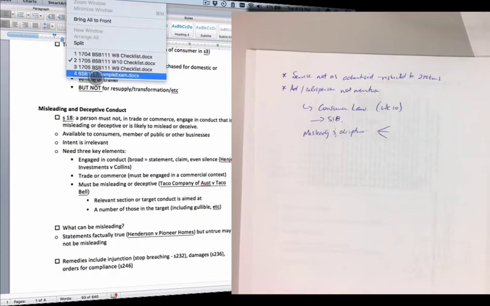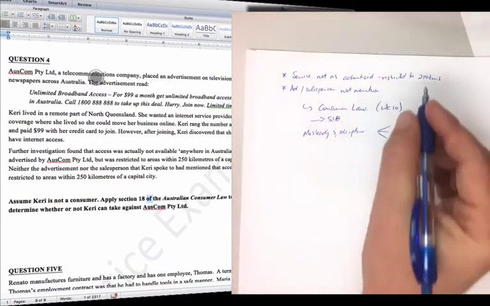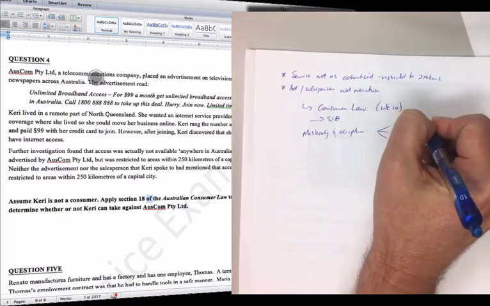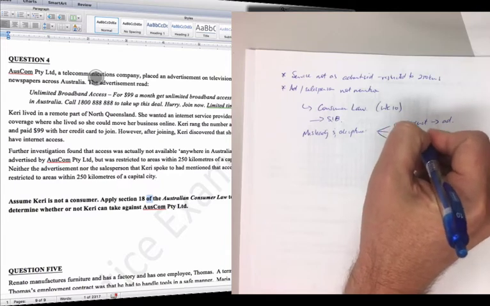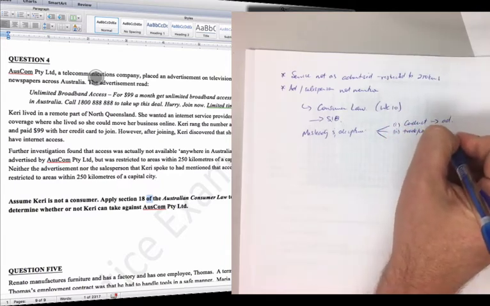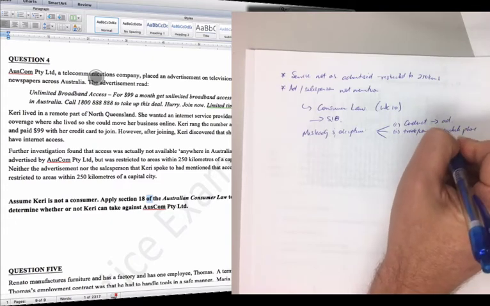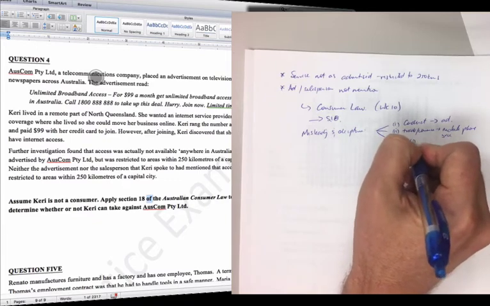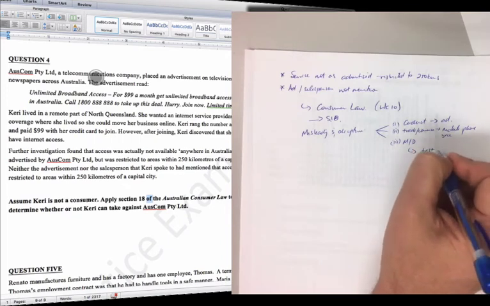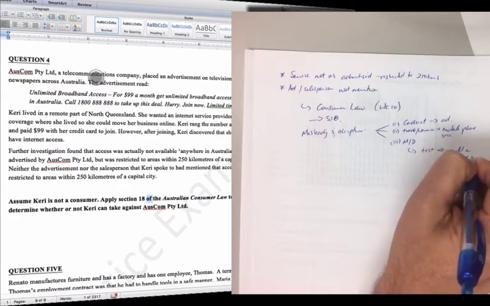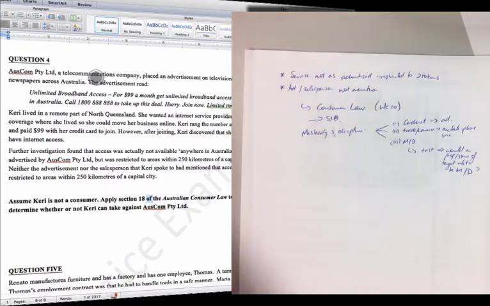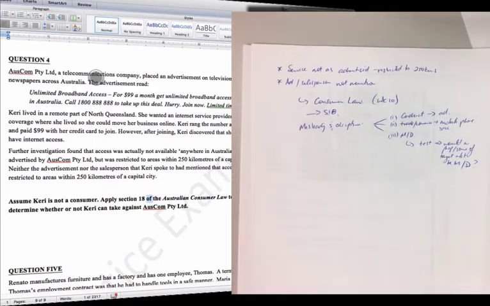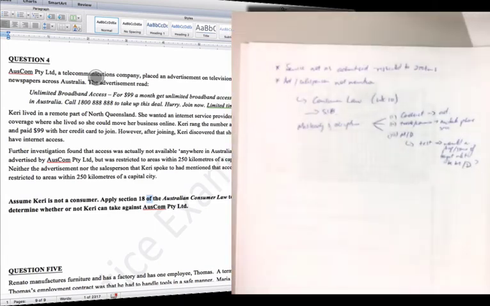Let us have a look at our question. So what I need are those 3 elements, right? The first is there must be conduct. So what's the conduct here? The conduct is the ad, and it must be in trade or commerce, and it's about mobile phones service. So there's the trade and commerce, and it must be misleading or deceptive. So I need to remember here the test. Would a proportion or some of the target market be misled or deceived, or likely to be misled or deceived?